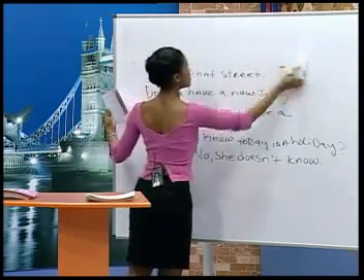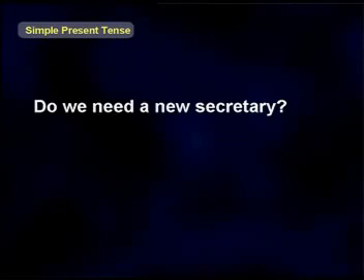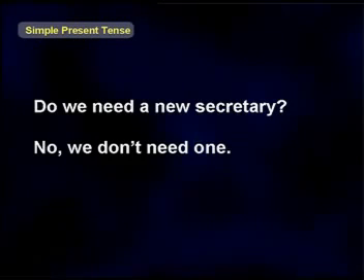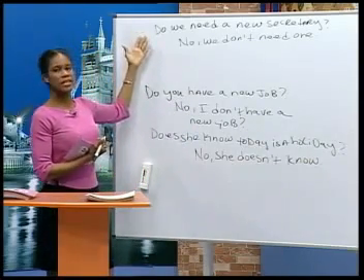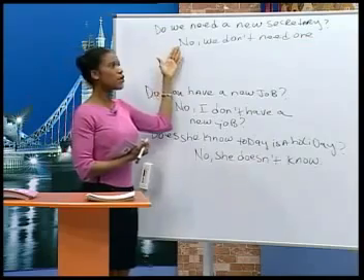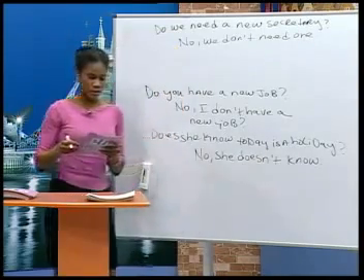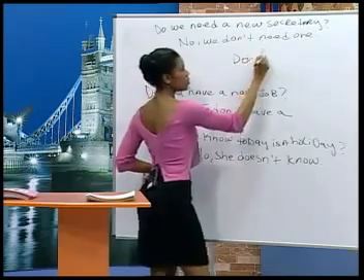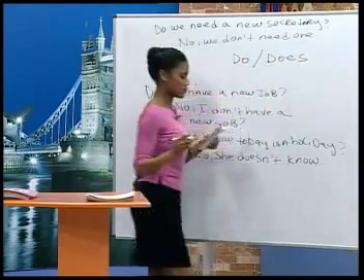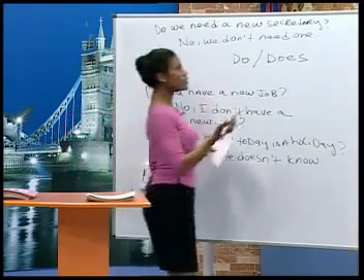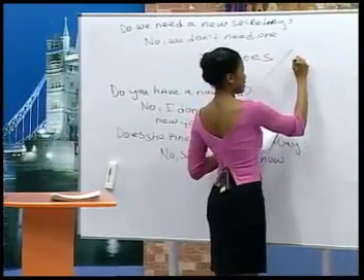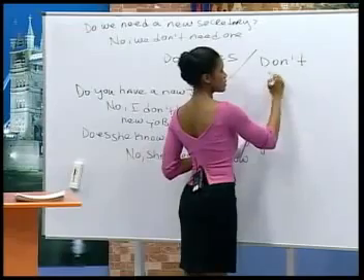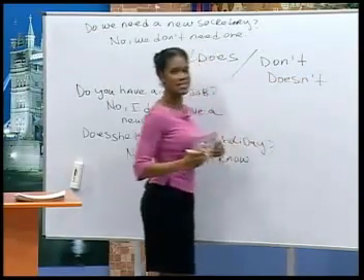Okay, continuing with questions and negatives. More examples. Do we need a new secretary? No, we don't need one. All right, the question is, do we need a new secretary? No, we don't need one. All right, when we ask a question, we use the helping verbs do or does. In a negative response, we use the same helping verbs, but in a different form. Don't or doesn't.